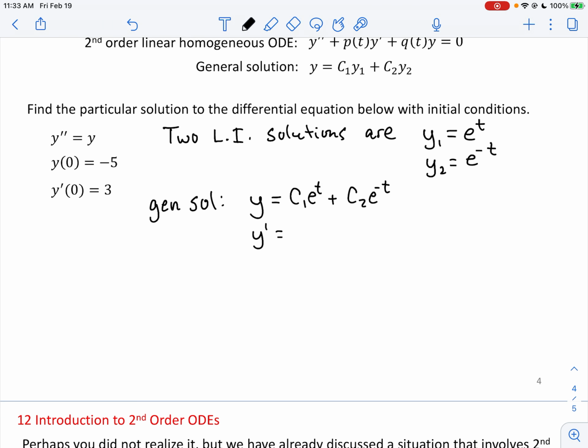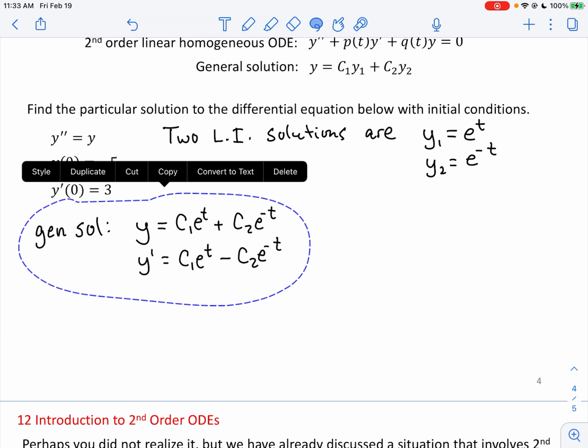The derivative of c1 e to the t is just going to be itself. That's not going to change. But the derivative of the next one, e to the negative t, will produce a negative. So we'll have minus c2 e to the negative t. Okay, let me move this over slightly.